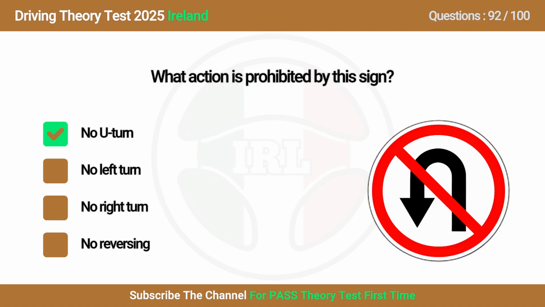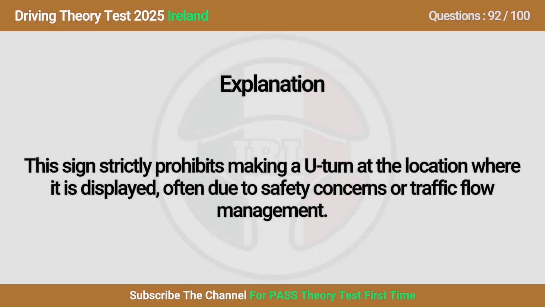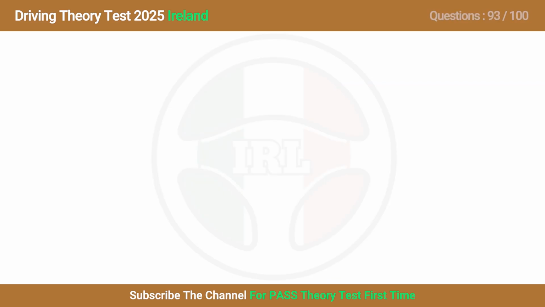Answer is A. No U-turn. This sign strictly prohibits making a U-turn at the location where it is displayed, often due to safety concerns or traffic flow management.